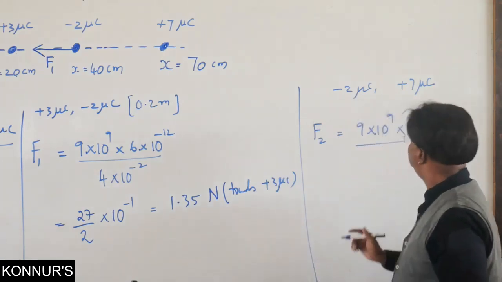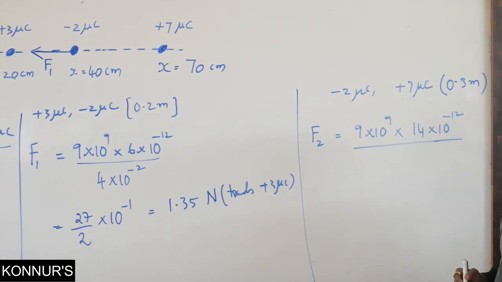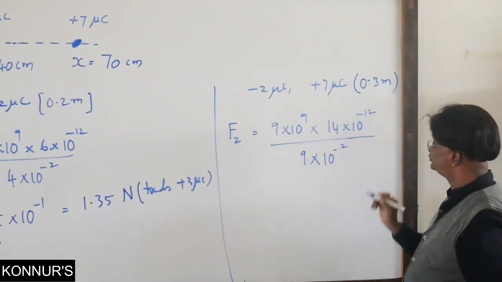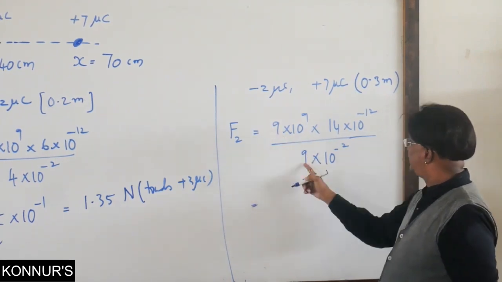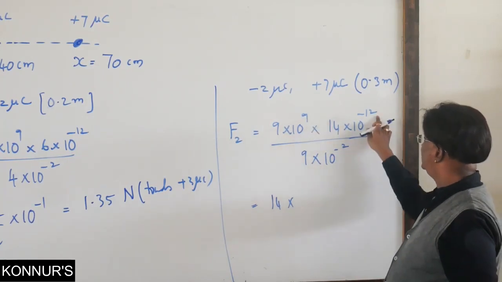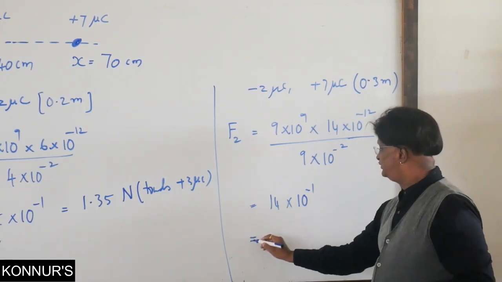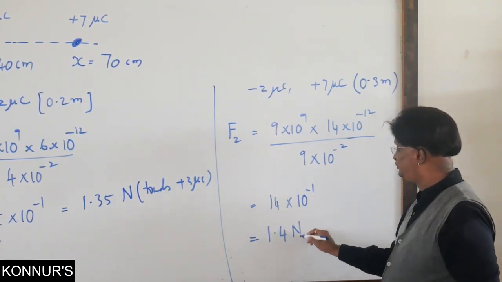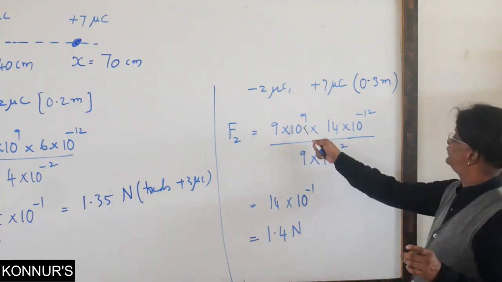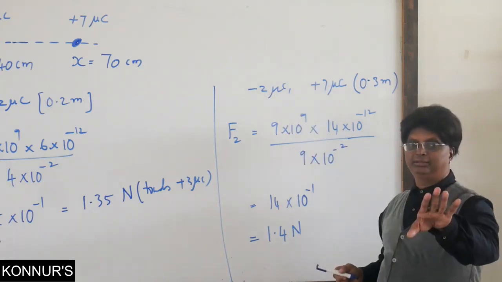30 centimeter, therefore it is 0.3 meter, squared, 9 into 10 raised minus 2. So finally you get 9 cancelled, 14 times, again 10 raised minus 11 and plus 11 and minus 12. So this is 10 raised minus 1. Therefore this is 1.4 Newton. See, when you have taken Q1 and Q2 plus 7 into minus 2, it will be minus 14.